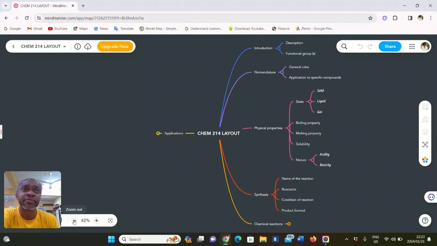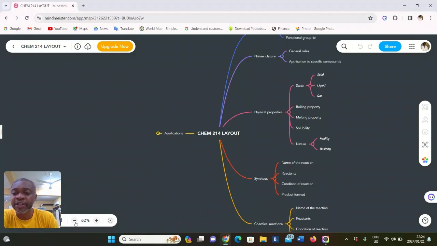For example, you're oxidizing alcohols. What is formed? Is it aldehydes, ketones, carboxylic acid, and so on? So these are some of the things you need to take note of. The same thing can be applied to chemical reactions.